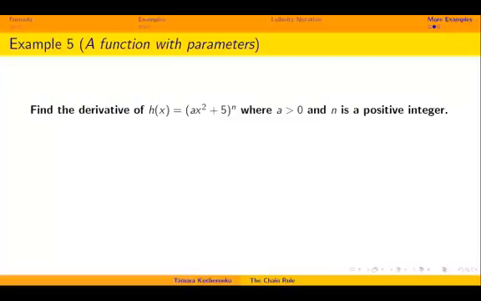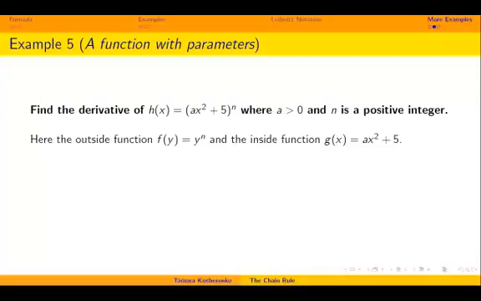Our next example is a function with parameters. We need to find the derivative of h of x equals ax squared plus 5 to the n, where a is a positive real number and n is a positive integer. Here the outside function f of y equals y to the power n, and the inside function g of x equals ax squared plus 5.